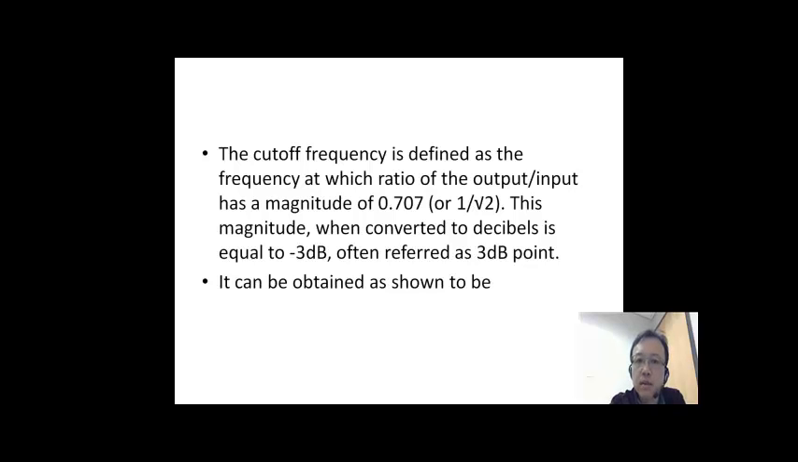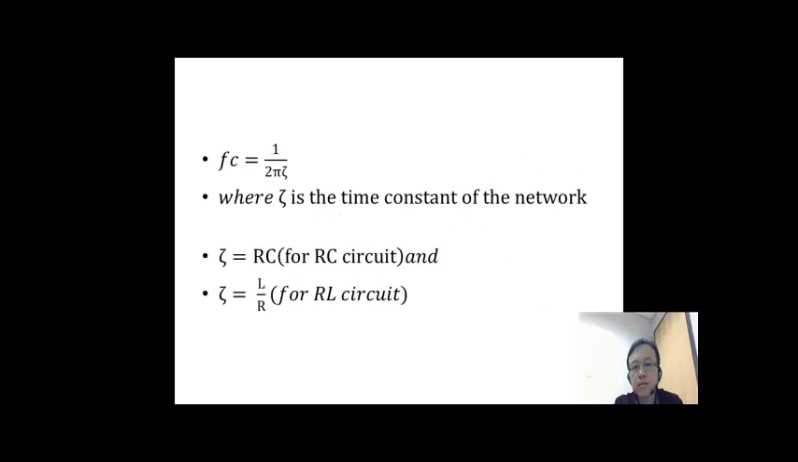By definition, it is where the ratio of output to input has a magnitude of 0.707, or 1 over square root 2. This is considered as minus 3 dB, and also considered as the cutoff frequency. The cutoff frequency can be calculated this way: f_c, where C stands for cutoff and f for frequency, is equal to 1 over 2 pi times the time constant tau. Tau for the RC circuit is R times C, and for the LR circuit is L over R. This is by definition for the cutoff frequency.